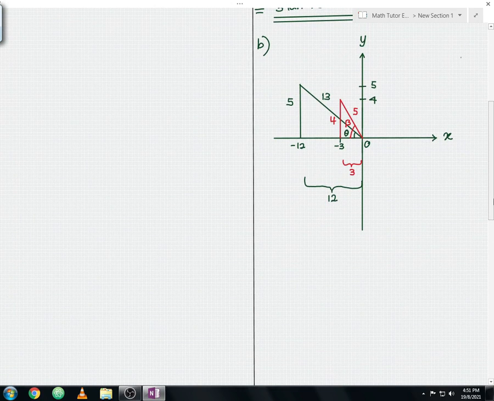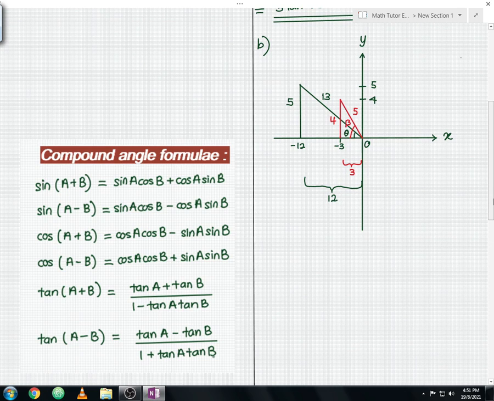Okay, if you don't know exactly what the compound angle formula is, I'm going to show it to you now, so you can use that as your reference. Let me write the compound angle formula in relation to this question, guys.